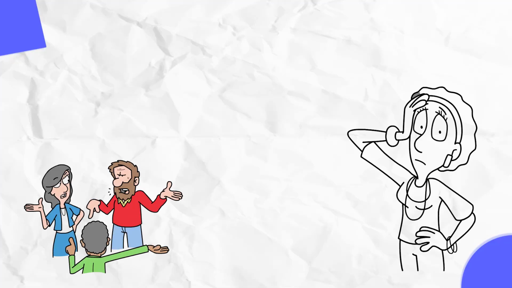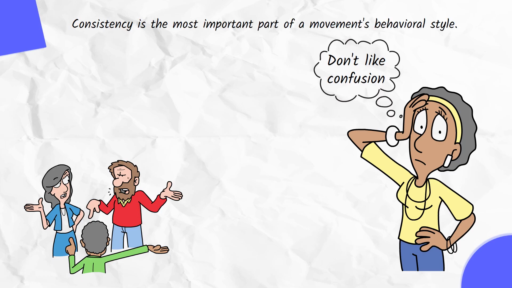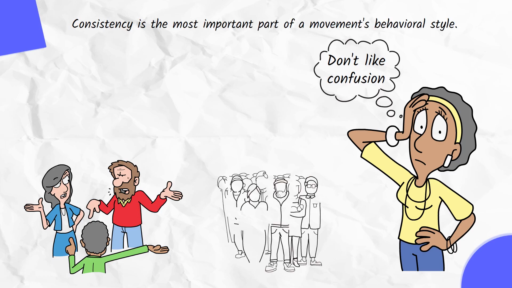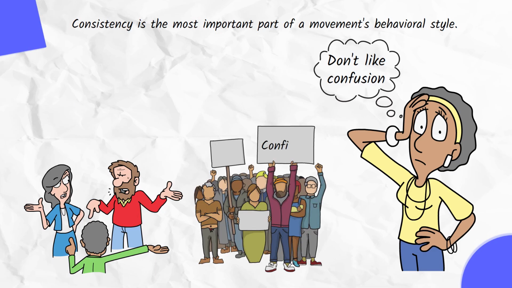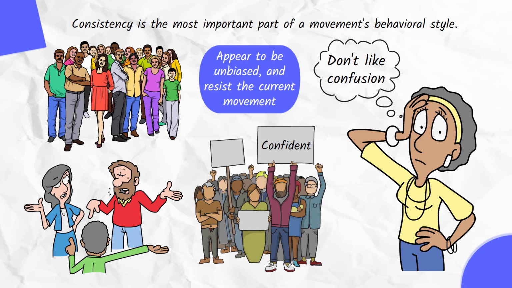It's easy to poke holes in the minorities' arguments. See, our brains don't like confusion, and we're not likely to be converted to something that confuses us. So consistency is the most important part of a movement's behavioral style. In order for minority influence to take place, the movement should also be confident, appear to be unbiased, and resist the current movement and its pressure on society.